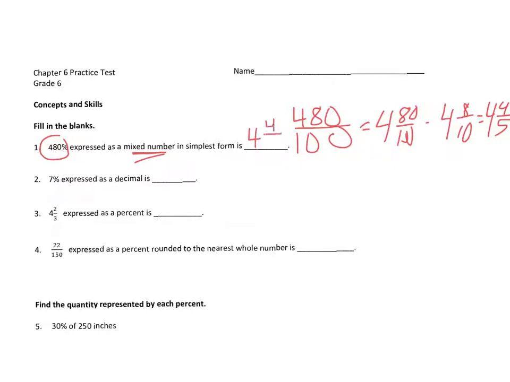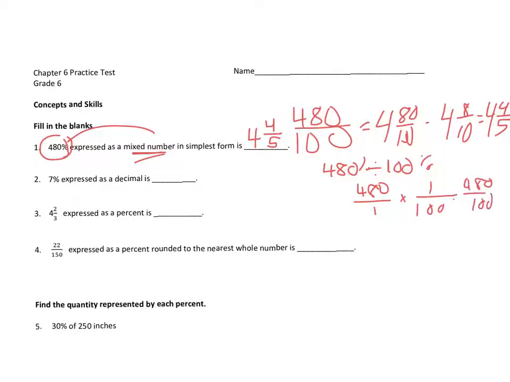I can also think of it as something that's a percent that no longer wants to be a percent. So if I take this 480% and divide by 100%, that gives me 480 over 1 times, because when I divide, I do the reciprocal. And when I multiply, I get 480 over 100, which takes me right back to here, and I'd follow these exact same steps all the way through.